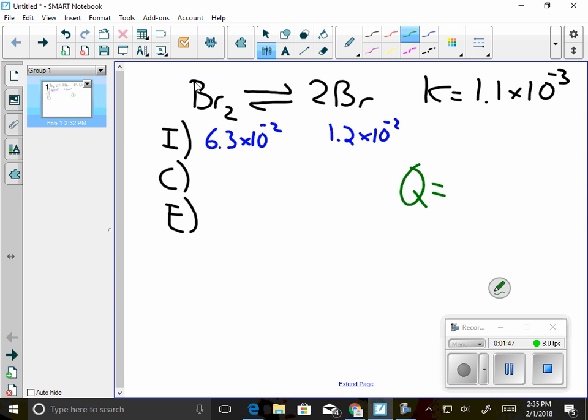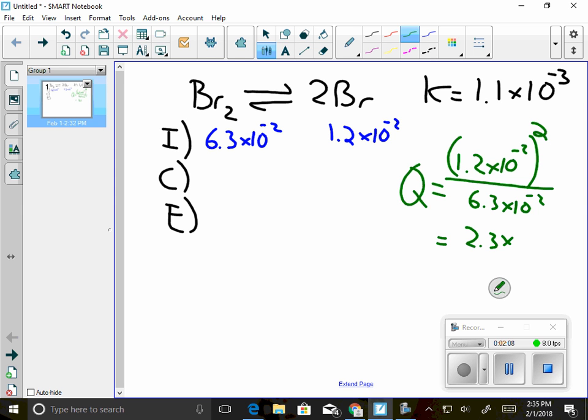Q is the products, 1.2 times 10 to the negative second squared over the reactants, 6.3 times 10 to the negative second. In this particular case, Q would then equal 2.3 times 10 to the negative third. Comparing that to the K value that I've been given at the top, what I typically do is I have K, I have Q, and it looks like in this particular case that the K is smaller.